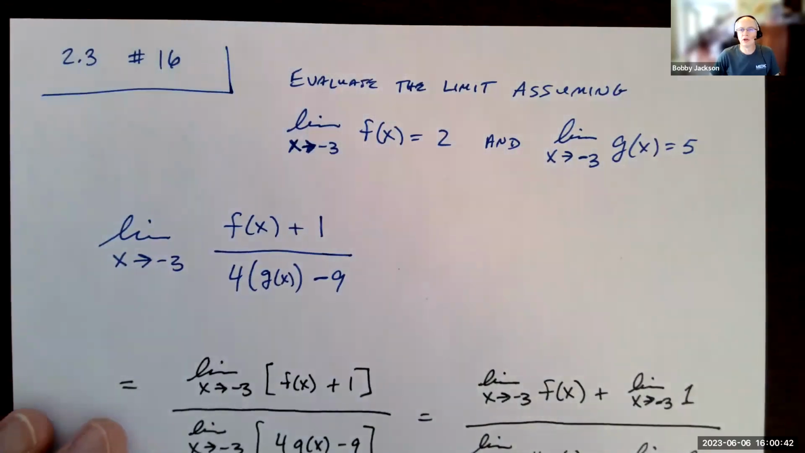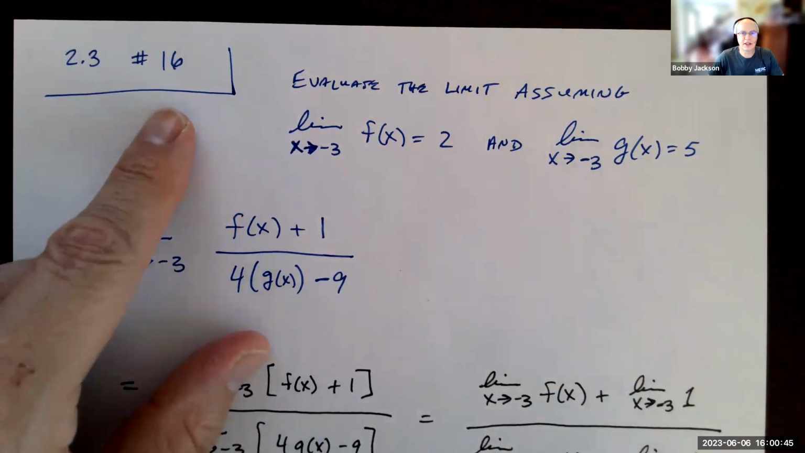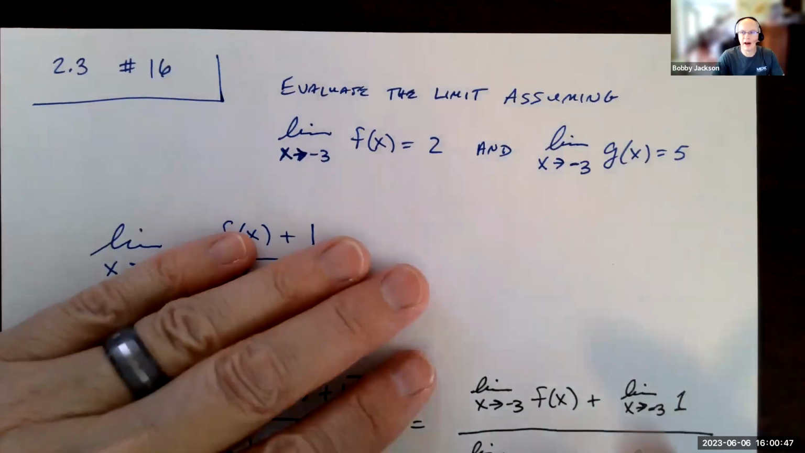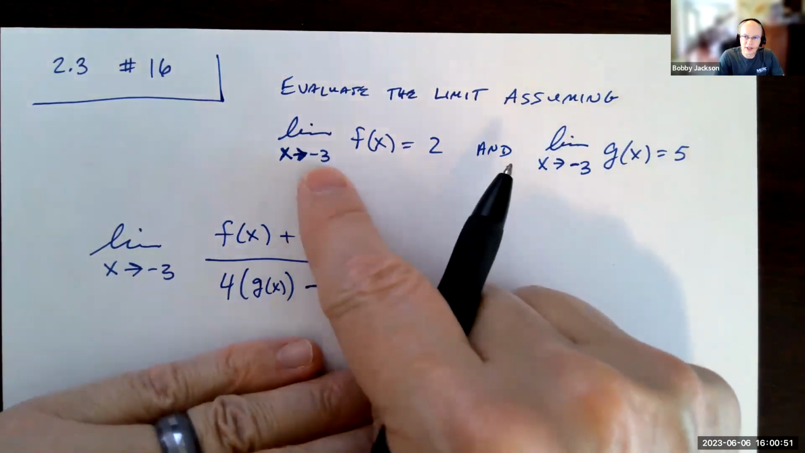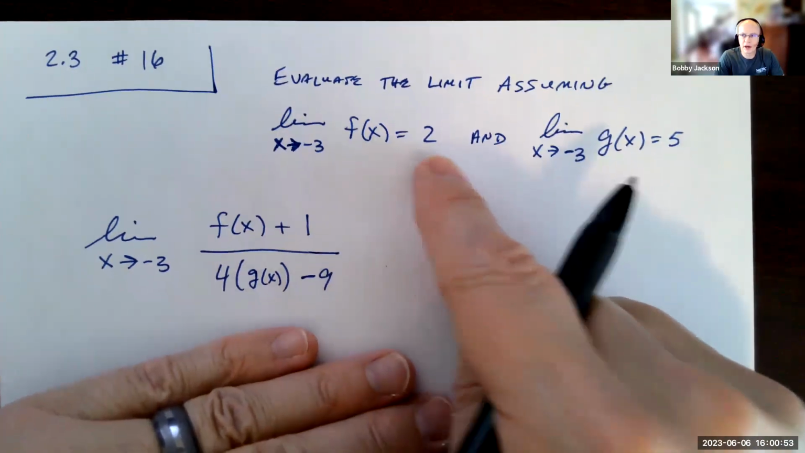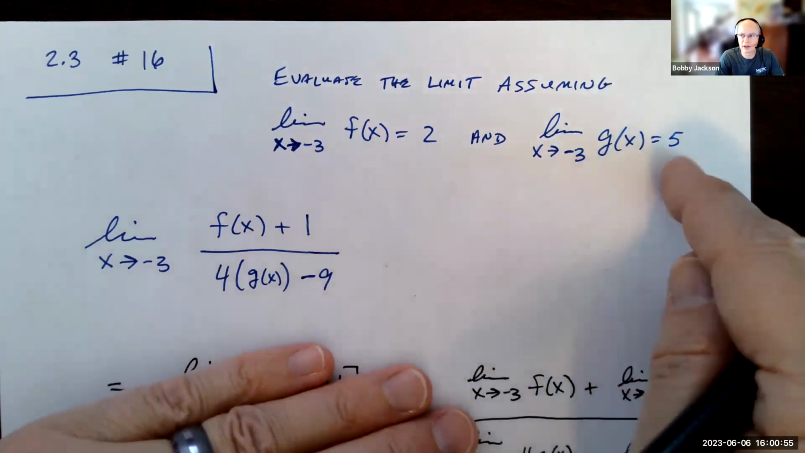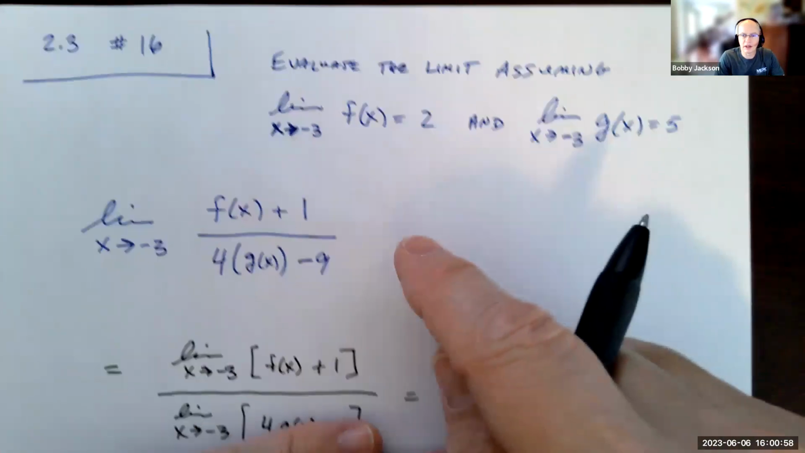Hey everyone, let's take a look at number 16 in section 2.3. We're going to evaluate the limit here, assuming that the limit as x approaches -3 of f of x is 2, and the limit as x approaches -3 of g of x is 5. Again, we're going to use the basic limit laws.